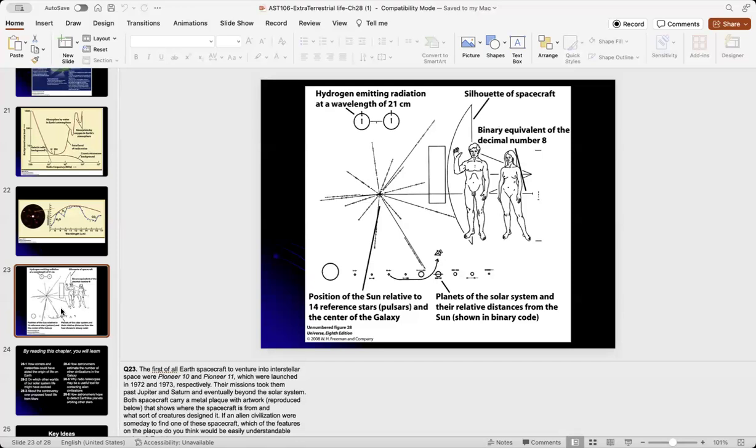However, more recently, there has been some concern that it is not a great idea to advertise our presence, because if an alien civilization does find this and is able to locate it, we don't know if that alien civilization will be friendly or hostile. So there's different views about it.